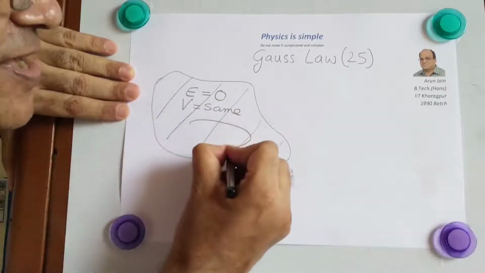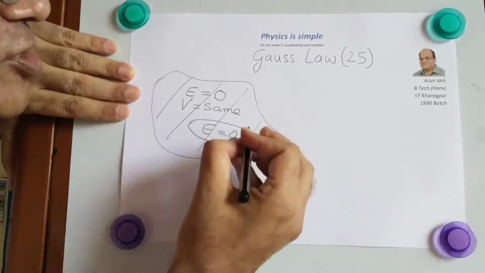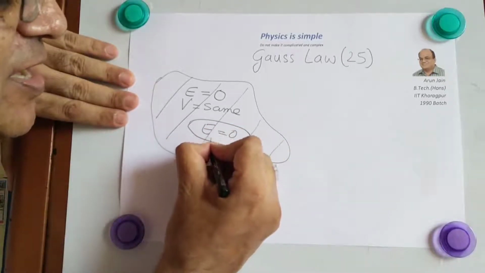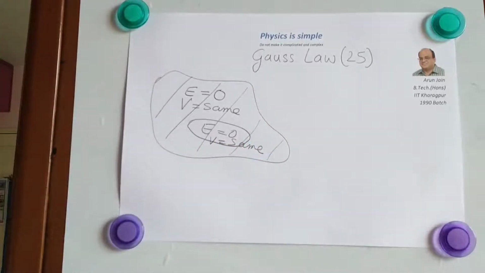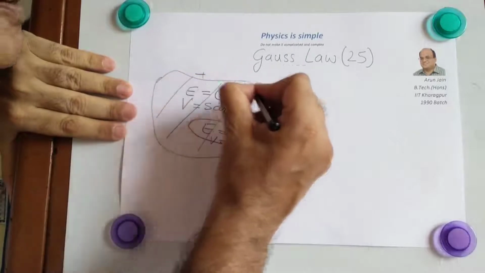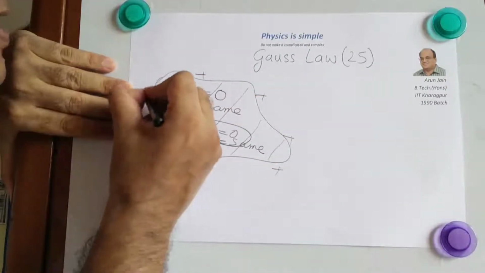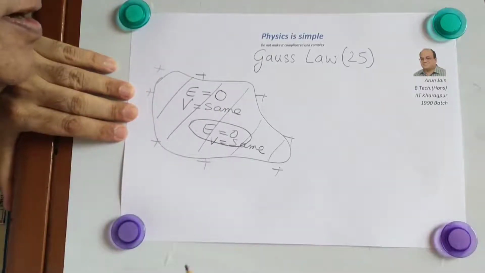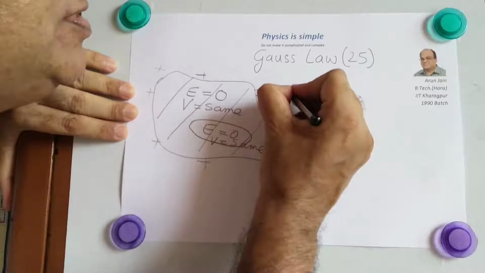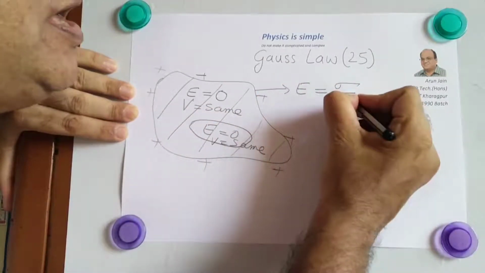Even if a cavity is there also electric field is zero, potential is same, everything is an equipotential. A conductor is an equipotential. All excess charge resides on the outer surface of the conductor, and the electric field at any point near the surface of the conductor is perpendicular to the surface and has a magnitude sigma by epsilon naught.